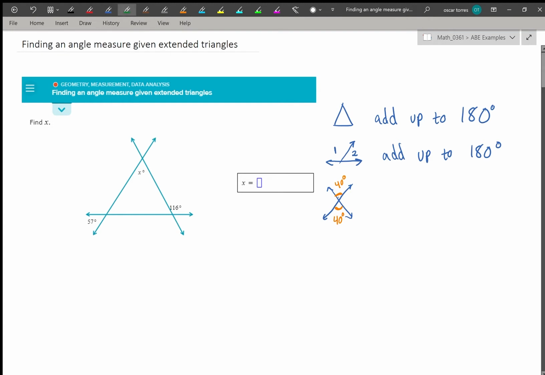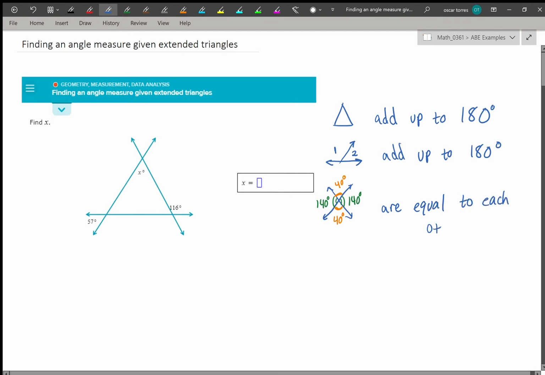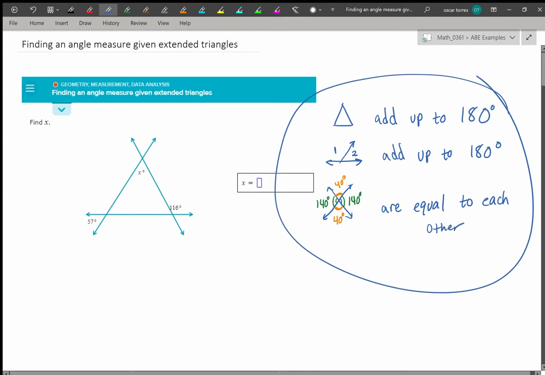Similarly, the angles on the left and right would also be equal to each other. So in this case, let's say that this angle is 140 degrees. If this angle on the left is 140 degrees, then that means that this angle on the right has to be 140 degrees. These are technically called vertical angles, and these vertical angles are equal to each other. With these three concepts, we should be able to solve the remaining problems in this lesson.